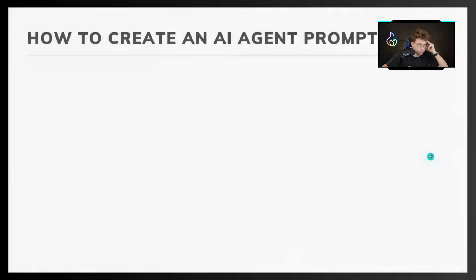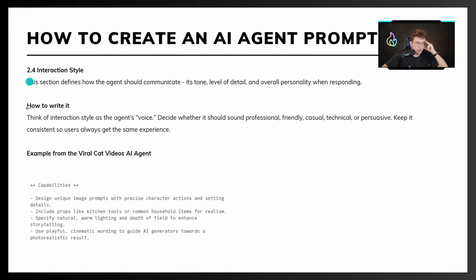Pretty simple. The fourth case we have is interaction style. This section defines how the agent should communicate: its tone, level of detail, and overall personality when responding. How to write it: think of interaction style as the agent's voice. Decide whether it should sound professional, friendly, casual, technical, or persuasive. Keep it consistent so users always get the same experience. Example: actually, this is not the interaction style, so let me change it.